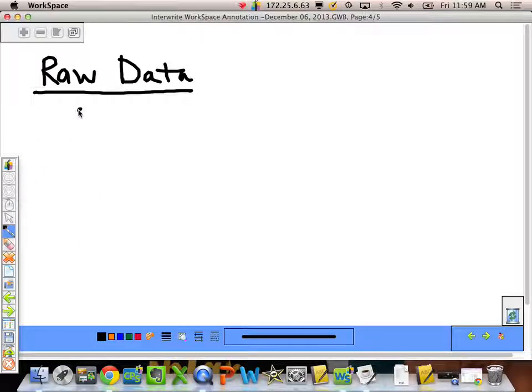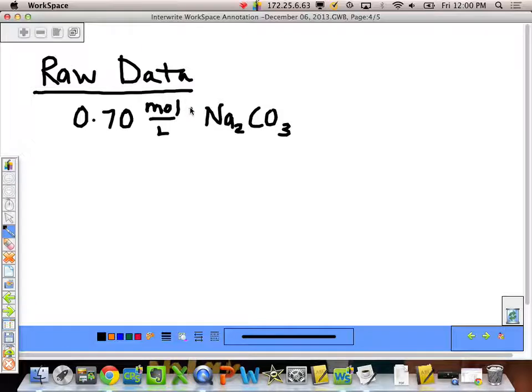0.70 M means that I have 0.70 moles over liters. That's the concentration of my sodium carbonate, Na2CO3. So that big M that it says in the lab, that's just moles over liters. So that means I have 0.70 moles of sodium carbonate dissolved in 1 liter of solution. That's really what it's telling me. I'm going to use that information later on.